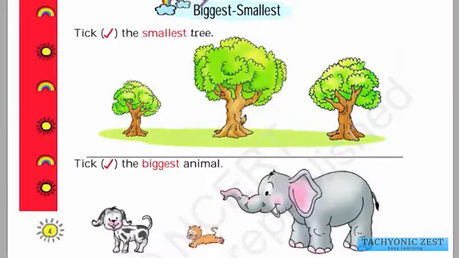The next topic is biggest and smallest. In this question we'll have to tick the smallest tree. So we'll have to tick the tree that is the smallest. This tree looks the biggest out of all these three. The next one is the next big tree, and at the last, this is the smallest tree. So the answer to this question is this one. This is the smallest tree out of all these three trees given in the diagram.